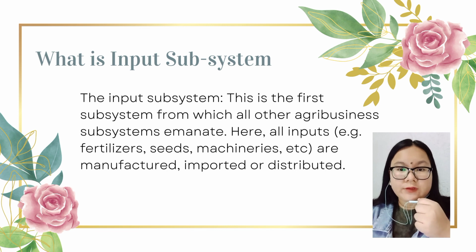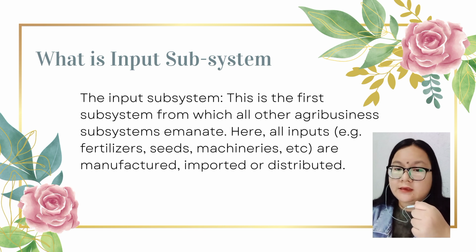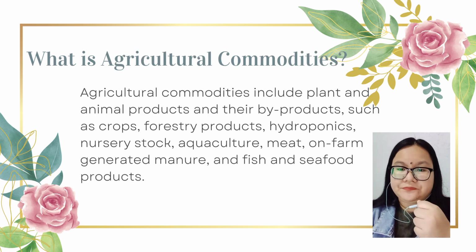So let's define first what is input subsystem. The input subsystem is the first subsystem from which all other agribusiness subsystems emanate. This includes all the resources involved in producing farm commodities such as seed, fertilizer, machinery, fuel, and credit. And these inputs are manufactured, imported, or distributed.